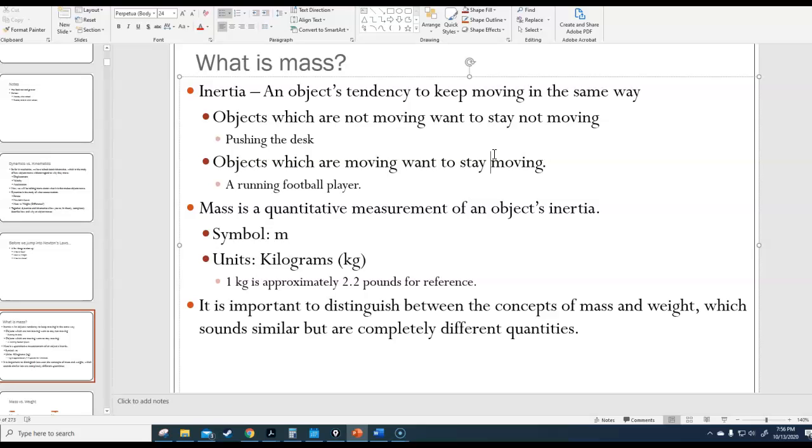Now, the way we quantify inertia is through what's called mass. The more mass an object has, the more inertia it has. That's basically how that works. So mass is the quantitative measurement of an object's inertia. The symbol for mass is typically a lowercase m. Sometimes, depending on the context, you'll see an uppercase M, but usually I like to write mass as a lowercase m. The SI unit for mass, as you know, is the kilogram.